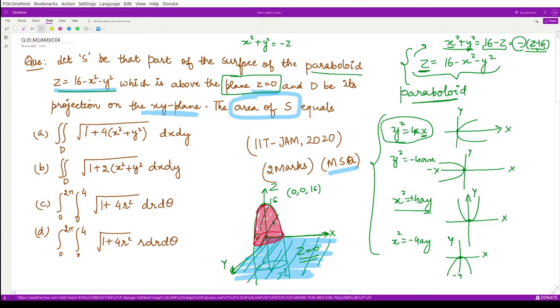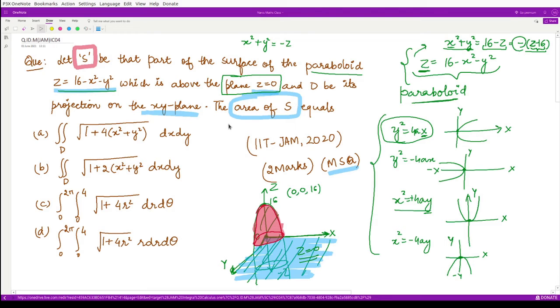So this is the portion that is the required surface. Now you could consider this to be a hollow ball which is placed on this xy plane, facing towards the xy plane, right? So we are to calculate the area S of this particular surface S. So this is the structure.